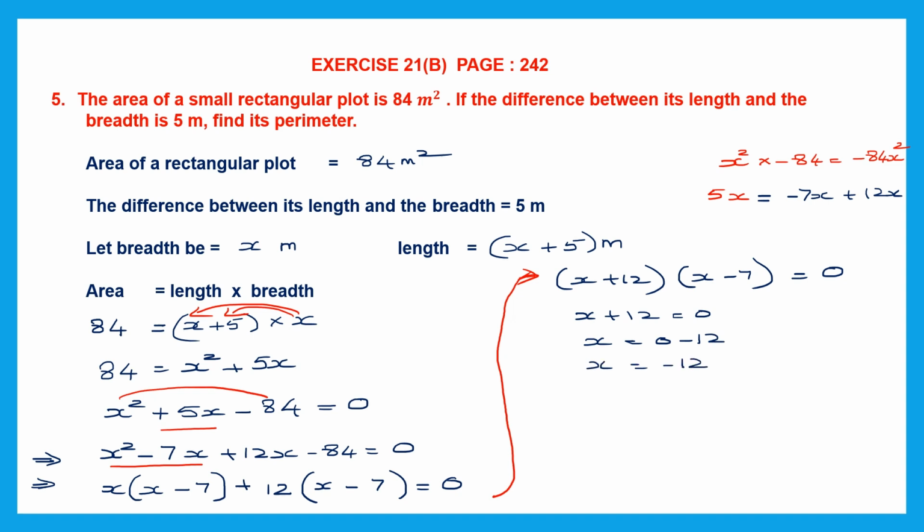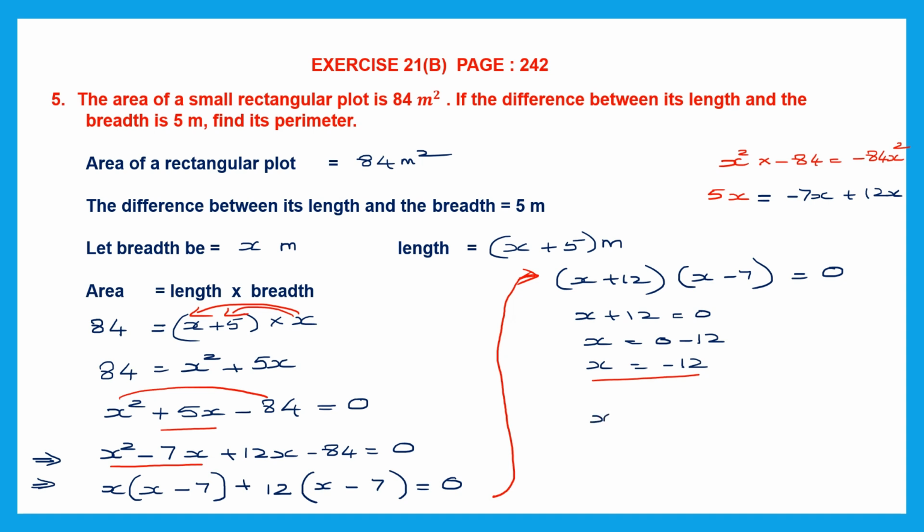Now we cannot have a negative number for x, isn't it? Because we said x is the breadth. We said breadth is x meters. So can I say breadth is minus 12 meters? No, we cannot have a negative one. So we can't take this factor. Now let's take the other factor and see.